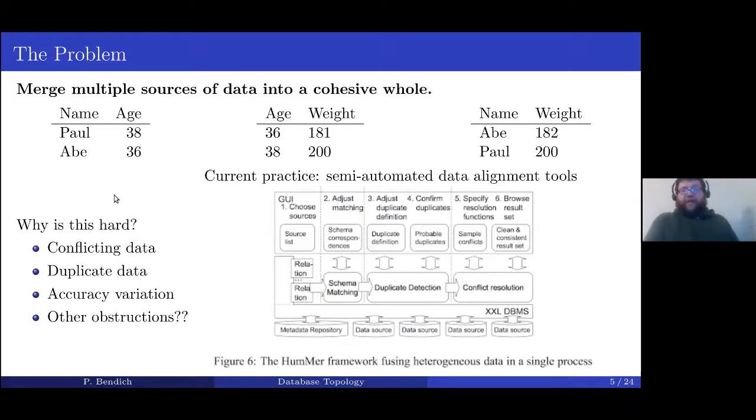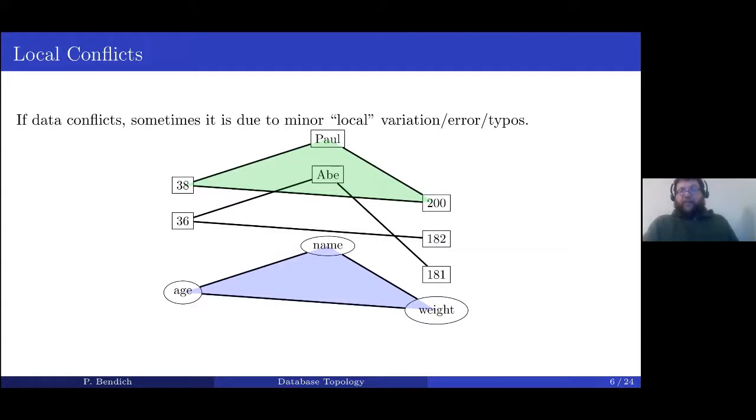You could have conflicting data, you could have duplicate data, you could have accuracy variation, and so on and so forth. This is a fun thing to Google, by the way, Hummer, which is a thing that people can buy. Lots of businesses use it, and it is, as I said, a semi-automated alignment tool.